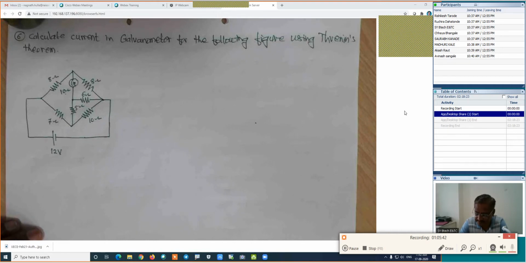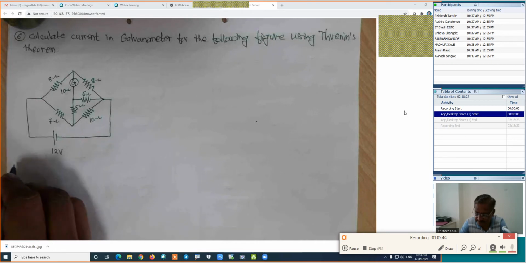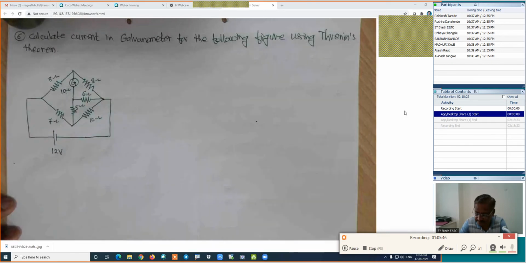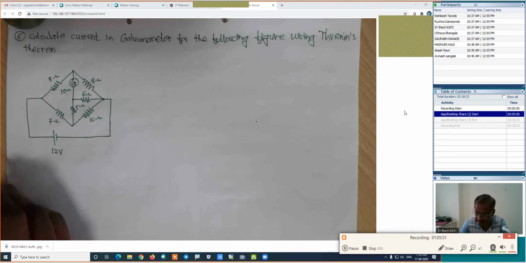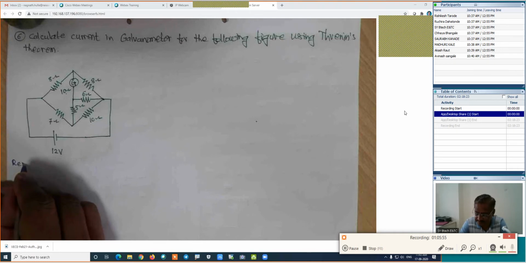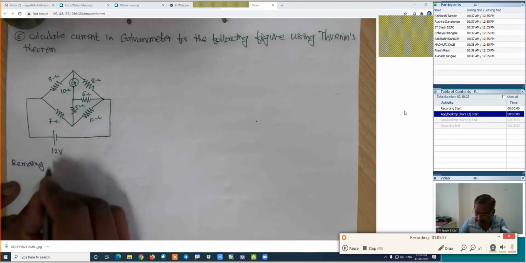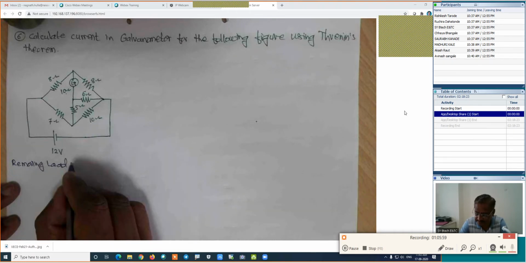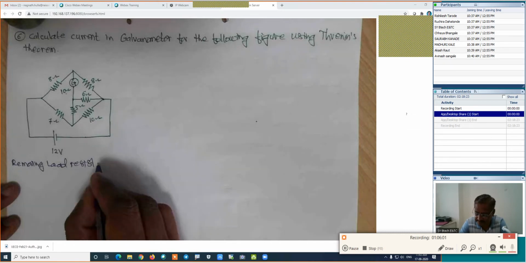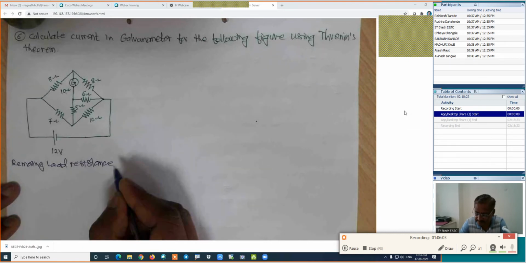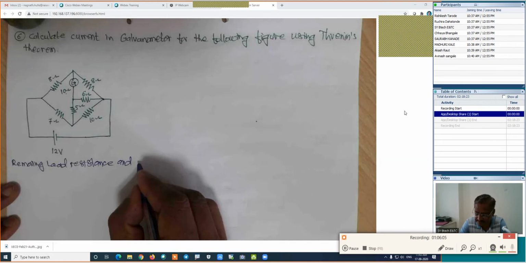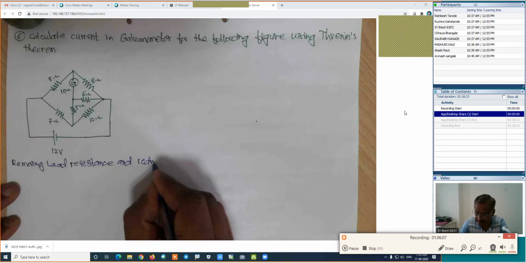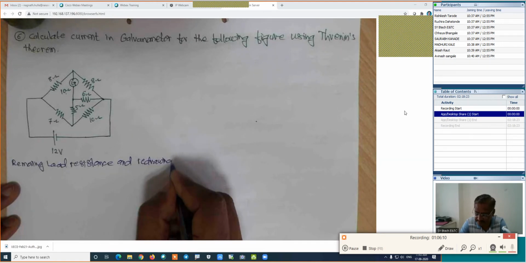I will write this here. However complicated the figure is, it doesn't matter. The procedure will be the same in case of this application. I will write the same: removing the load resistance and redrawing the same figure.